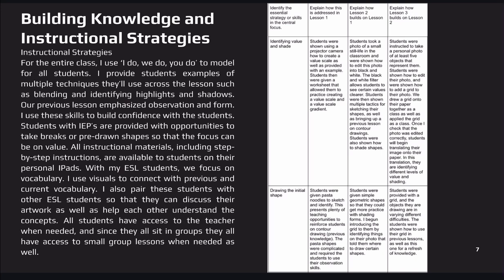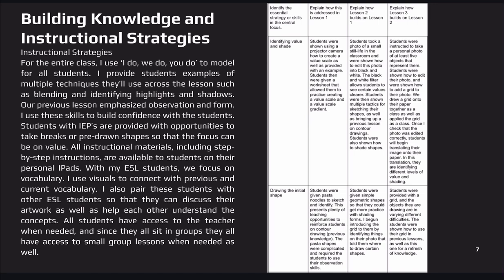With my ESL students, I really focus on vocabulary. It's really important to me that they're able to converse and talk about their artwork. And I want to create an inquiry within them when it comes to art, so that they feel like they need to learn more art words and get more into art.